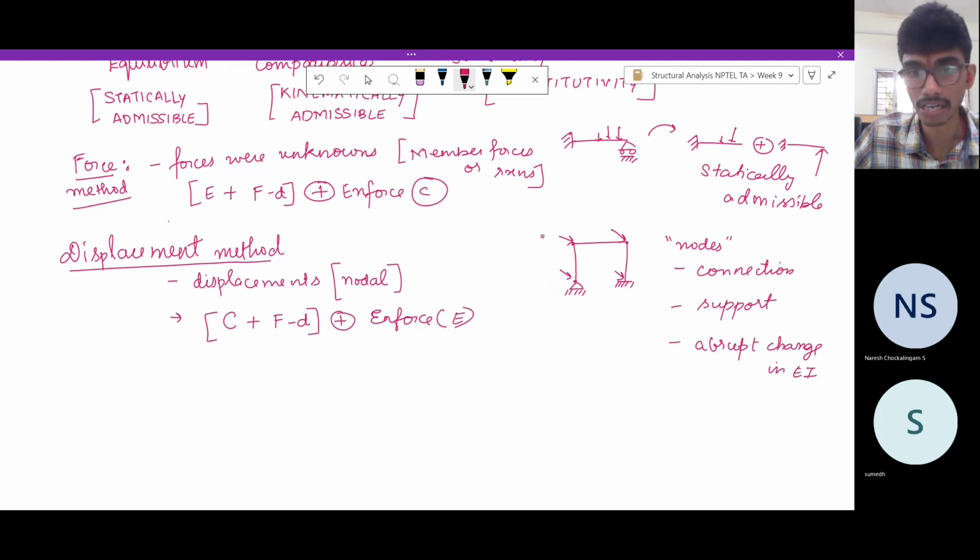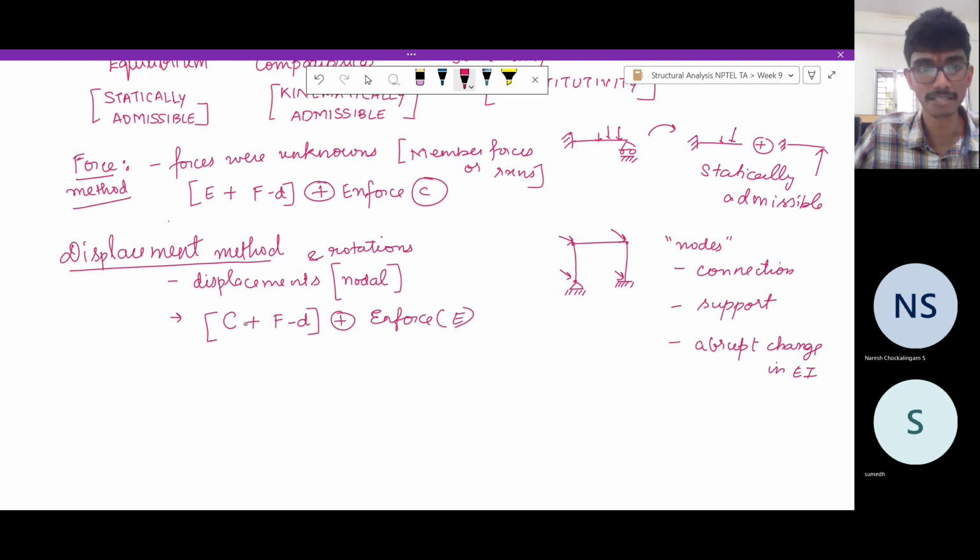So we know how to determine the bending moment diagram, and once we know the bending moment diagram, we can use the force displacement relations to determine the deflected profile of the beam in between. So the fundamental unknowns in the displacement method are the displacements and rotations, right? So displacements and rotations at the nodes.